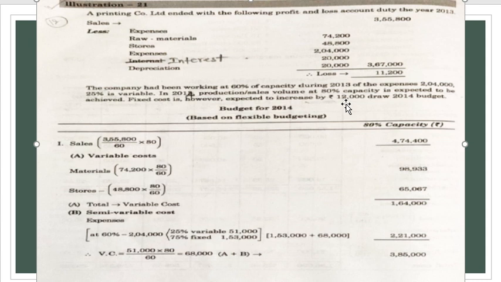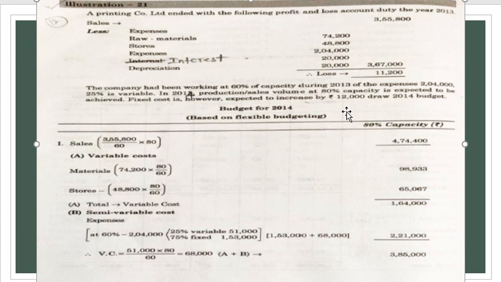They have told us that during 2013, of the expenses of 2,04,000, 25% is variable. In 2014, production and sales volume at 80% capacity is expected to be achieved. Fixed cost, however, is expected to increase by 12,000. Draw the 2014 budget. So they have asked us to calculate and show it for 80% capacity.